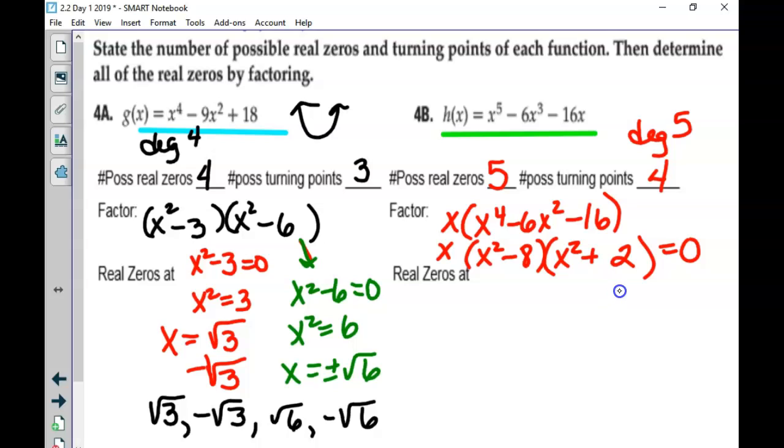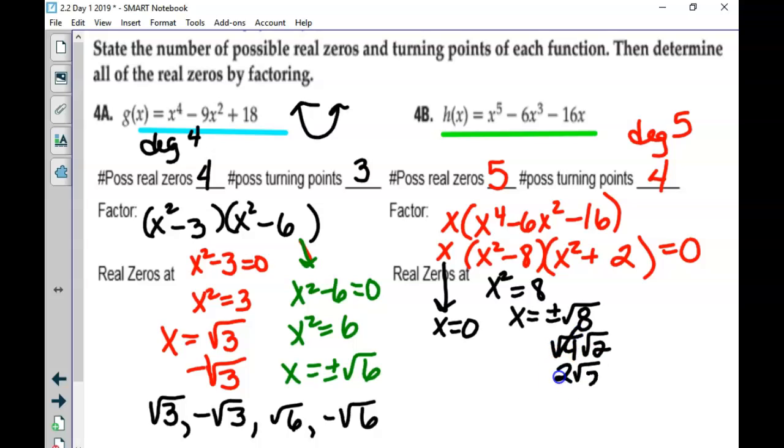Now, where are the real zeros? This one, if we just said x equal to 0, is a 0. X squared equals 8 would make x equal to what? Which is 4 times 2. This guy gets out of jail, so we get 2 square roots of 2. Everybody okay with that one?